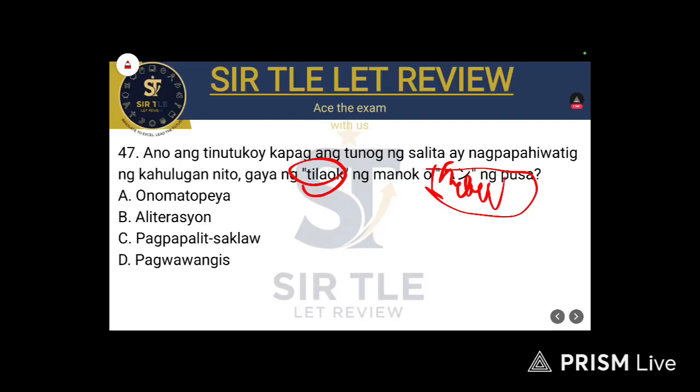When we say alliteration, ito yung mga paunang tunog na nauulit. Example, makikita mo ang magagandang mata ni Maria. So paunang tunog na nauulit, the letter M. Makikita mo ang magagandang mata ni Maria. That is alliteration.